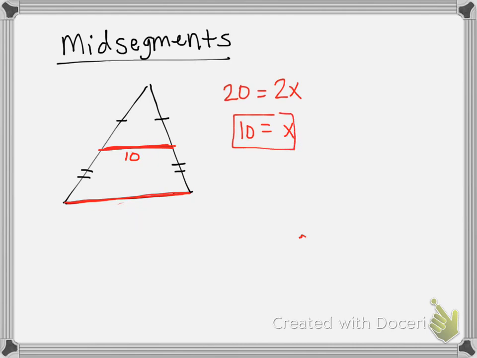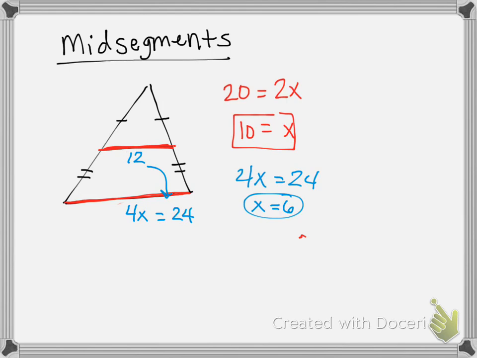Okay, maybe we had another type. Maybe this was, I don't know, I'm going to do this in blue. Maybe this is 12, and the bottom is 4x. Okay, so this whole thing on the bottom is 12 times 2. So 12 times 2 is 24. So you have 4x is equal to 24, which means that x is equal to 6 in this case. And so that's going to get you through the mid-segments of triangles.